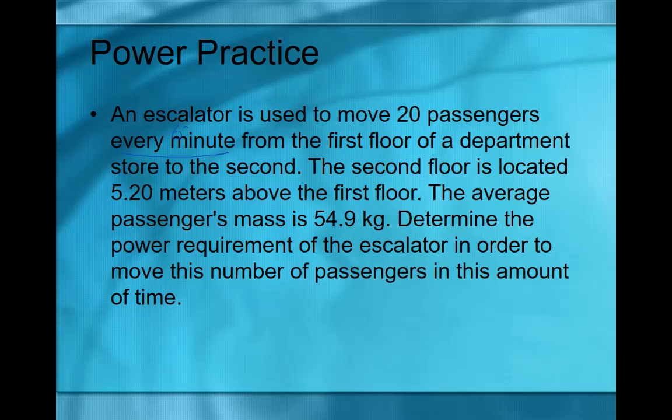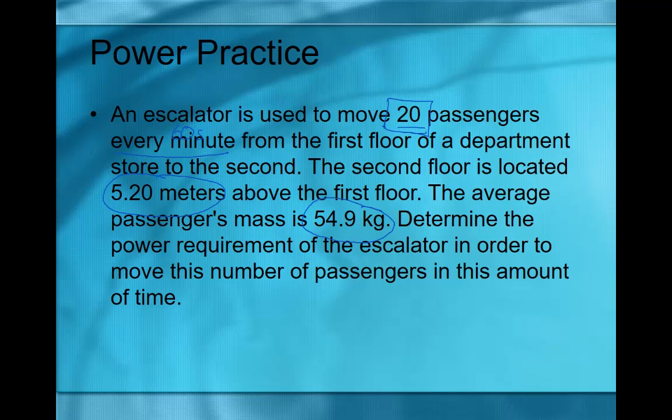So we're going to try and use that in seconds so that we can use our standard unit of a watt. So 1 minute is 60 seconds. And it's moving a distance of 5.2 meters with an average mass of 54.9 kilograms. So we're looking at 20 passengers. This is the one kind of tricky part of this question: let's solve the amount of work per person, and then we can multiply that by the 20 to get the total amount of work done for this particular scenario.